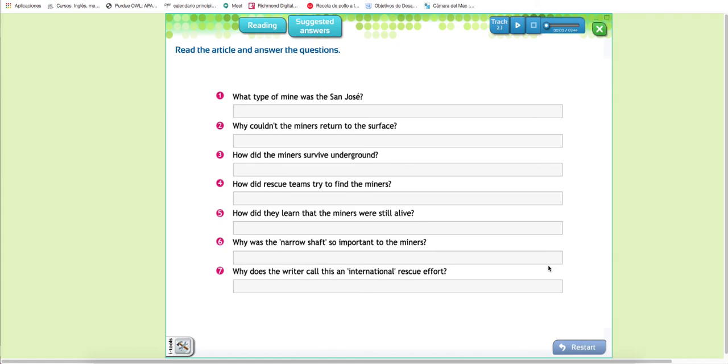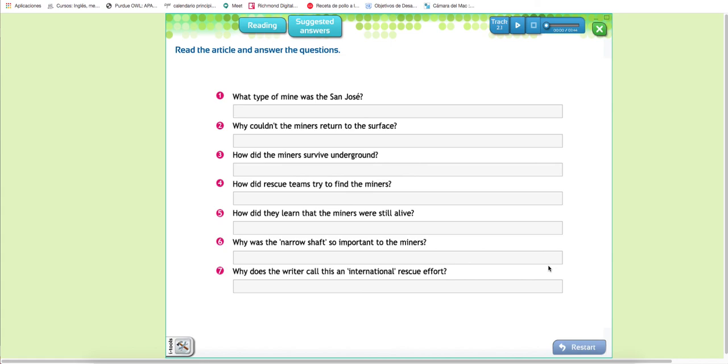David, why was the narrow shaft so important to the miners? Wait, which one are we on? Number 6. Why was the narrow shaft so important to the miners? Yeah, why? I can say it, but Sofía has everything. No, I found it. Go ahead. Let David work. He can do it.